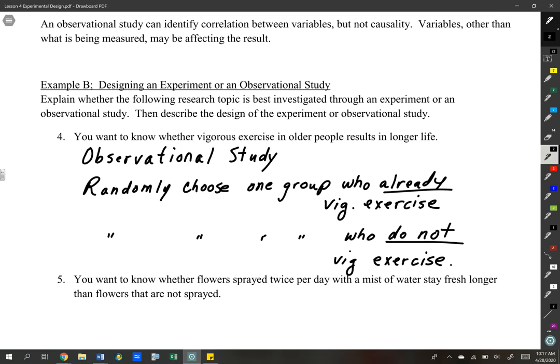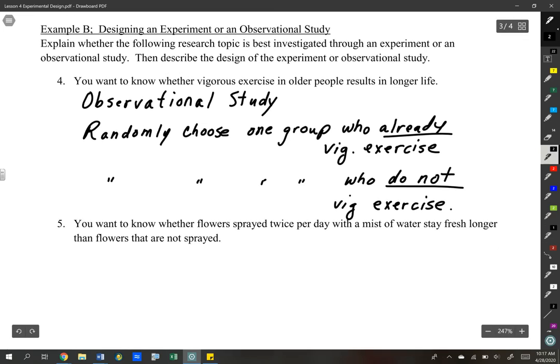All right, number 5, you want to know whether flowers sprayed twice per day with a mist of water stay fresh longer than flowers that are not sprayed. So obviously we're applying a treatment here. This is going to be an experiment. We randomly select the same number of flowers to be put in each group.